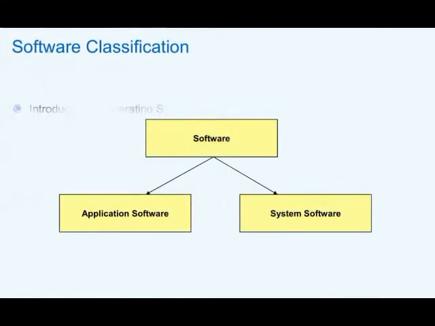Now before we start with the system software concepts, let's have a look at the broad classification of software itself. Software is broadly classified into two categories, that is the application software and the system software. Although there is a very thin line between the application software and the system software, but let us know what it is. So system software is the software which is going to be used to create the application software.